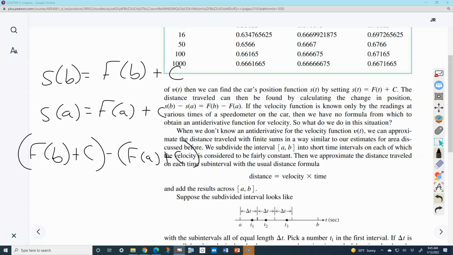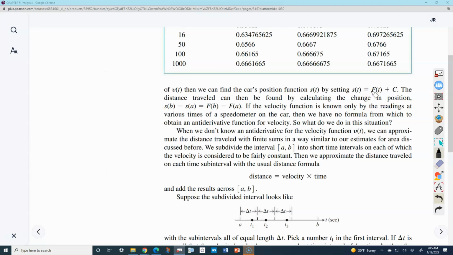And I distribute that minus sign. This is just algebra skills here. Distribute the minus sign. That becomes negative. That becomes negative. So now, what cancels? The c's cancel. So that's why the c's don't matter whenever you're finding the displacement. And you just end up with f of b minus f of a, because the distance traveled in either case is going to be the same. Doesn't matter where you started from. The distance that you went is the same. Okay?